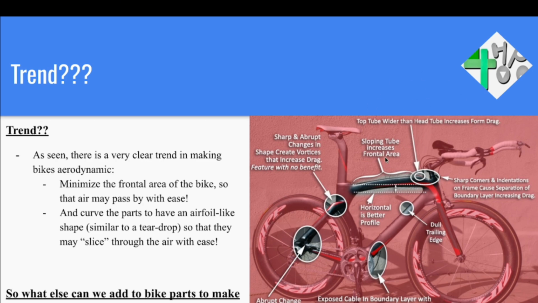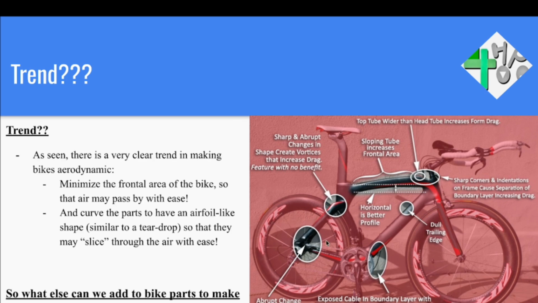The top tube wider than the head tube increases form drag. The sloping tube increases the frontal area, but we want this to be minimized. We want to always minimize this so that the air would pass by with ease. So that means we would want a smaller slope. We have sharp and abrupt changes in shape, which create vortices that increase the drag with no benefit, because the drag is going this direction. It's going to the left.